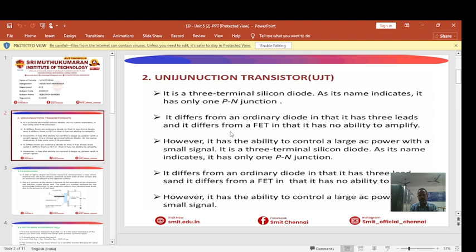The important characteristics are: it is a three-terminal device, it is a one PN junction device, it has high input impedance, it has negative resistance characteristics, it is very low cost and reliable, and it is an excellent triggering device. These are the important features of our UJT.